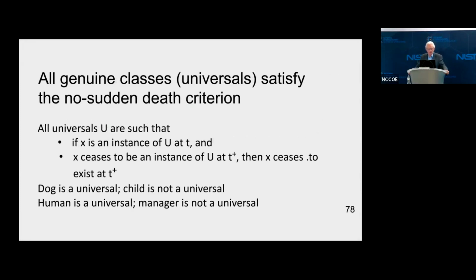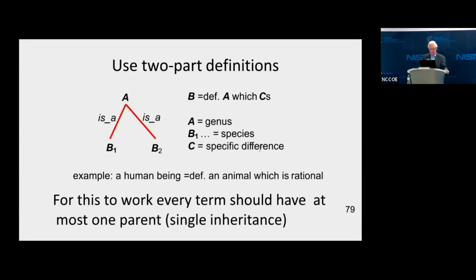Now, we talked about this. We'll call it the no sudden death criterion, although I'm not fixed on that terminology. So dog is a universal, child is not a universal because something can cease to be a child without ceasing to exist. The same goes for human versus manager and so forth.